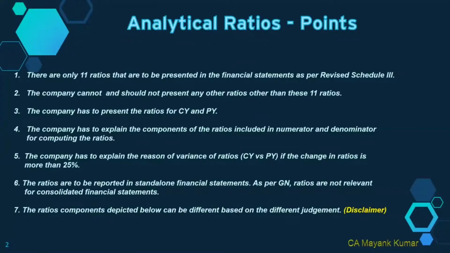One small disclaimer I would like to give: the ratios are fixed, but their components may vary depending upon the judgment of the auditor or the management. I have gone through the guidance note and certain listed companies' financial statements, and I prepared accordingly. It is quite certain that these ratio components may change depending on the judgment. So it is not that you have to stick to these, but if these are considered, I think there will not be any issue.